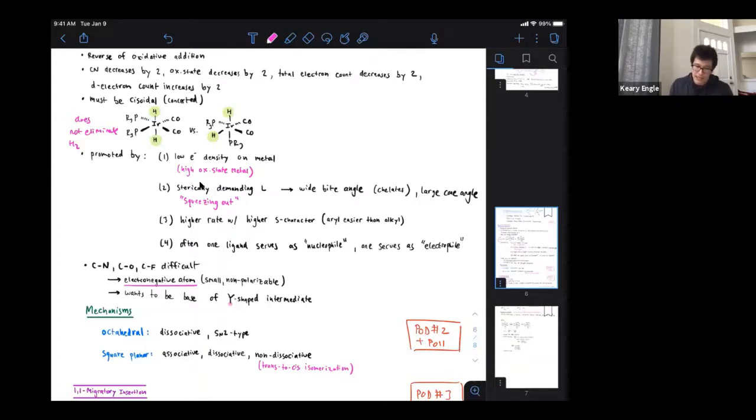Historically, it has been difficult, and now there have been great advances in the last 2 decades or so, to reductively eliminate carbon-heteroatom bonds. This is for a number of reasons. I'll give you two rationales to chew on for why this is hard. One is that nitrogen, oxygen, and fluorine are highly electronegative and relatively non-polarizable. They're small groups. They don't have a lot of electron density.